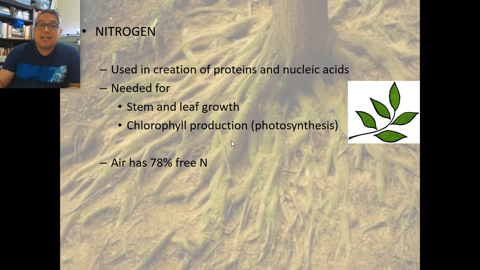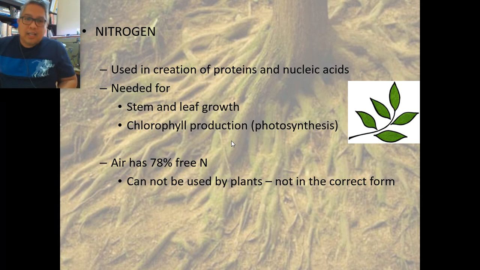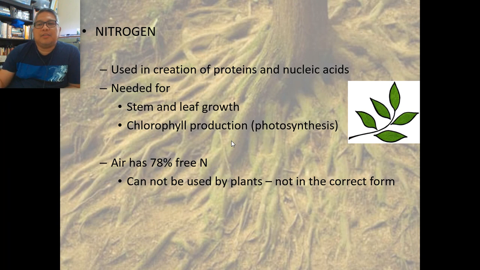Okay, so air has 78% free nitrogen, which cannot be used by plants, not in the correct form. When you inhale, you are taking in 78% nitrogen, but your body will not be able to utilize it. It will just be flushed out of your system, because the nitrogen that is present in the atmosphere is inert, meaning it will not react with your body.